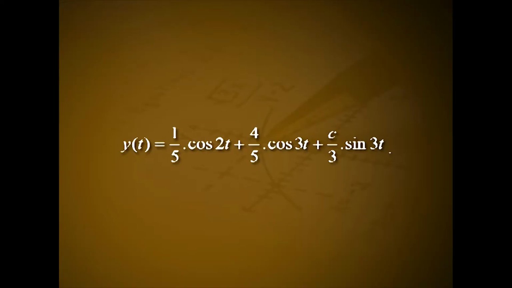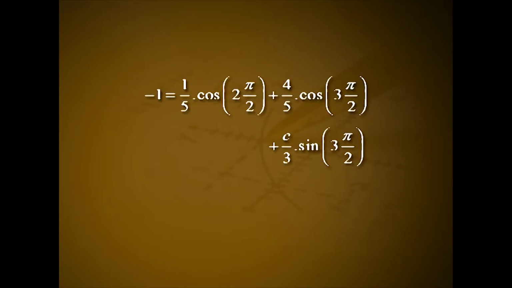Taking inverse Laplace transform on both sides, we get L inverse of phi of s is equal to 1 by 5 into L inverse of s by s² plus 4 plus 4 by 5 into L inverse of s by s² plus 9 plus L inverse of c by s² plus 9. That is, y of t is equal to 1 by 5 into cos 2t plus 4 by 5 into cos 3t plus c by 3 into sin 3t.